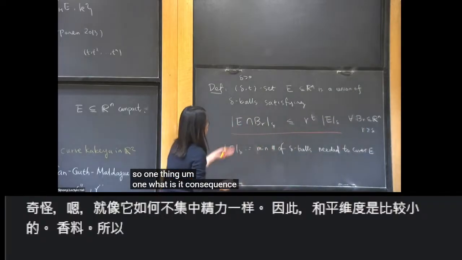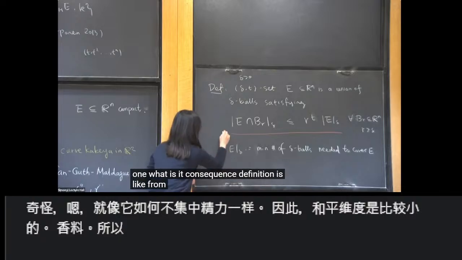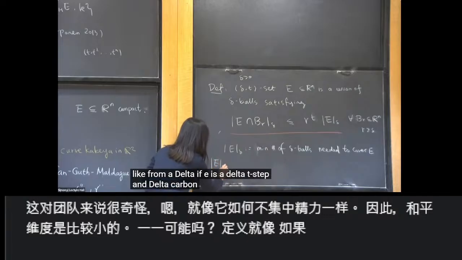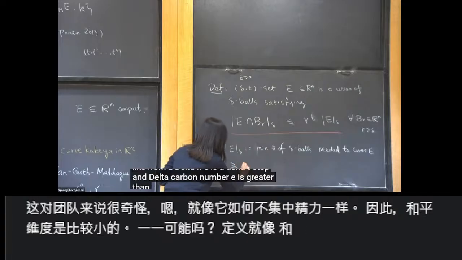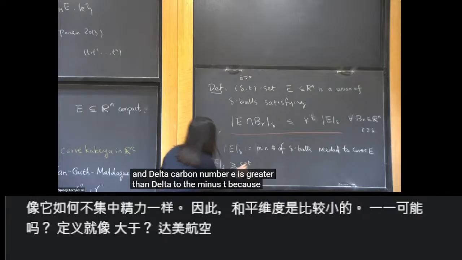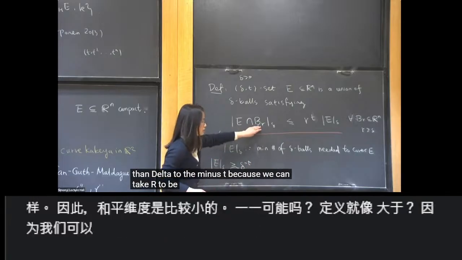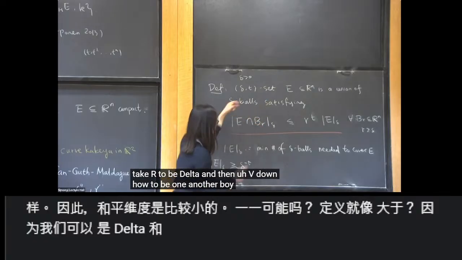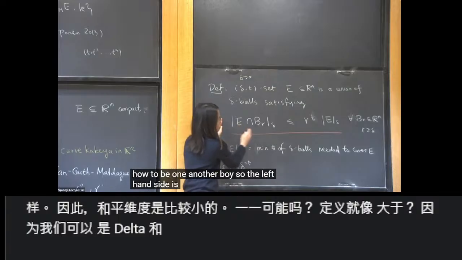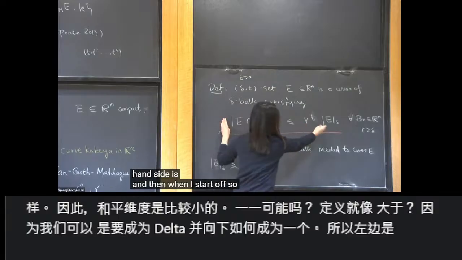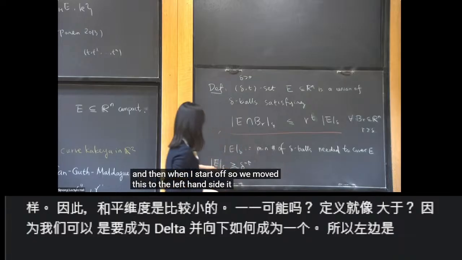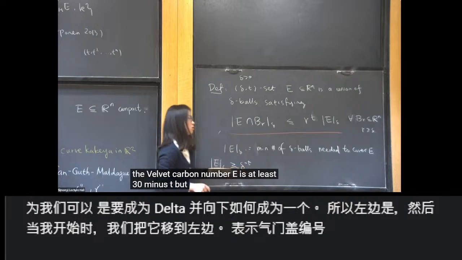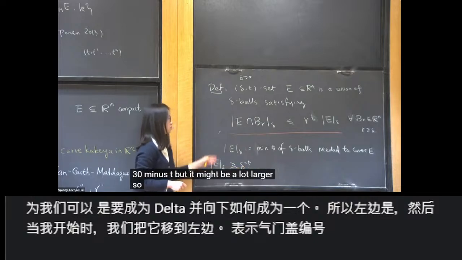One easy consequence of this definition is that if E is a delta-T set, then the delta covering number of E is at least delta to the minus T, because we can take R to be delta and then P delta to be one delta ball in E. So the left hand side is 1. And then when R is delta, we move this to the right hand side. It shows that the delta covering number of E is at least delta to the minus T, but it might be a lot larger.